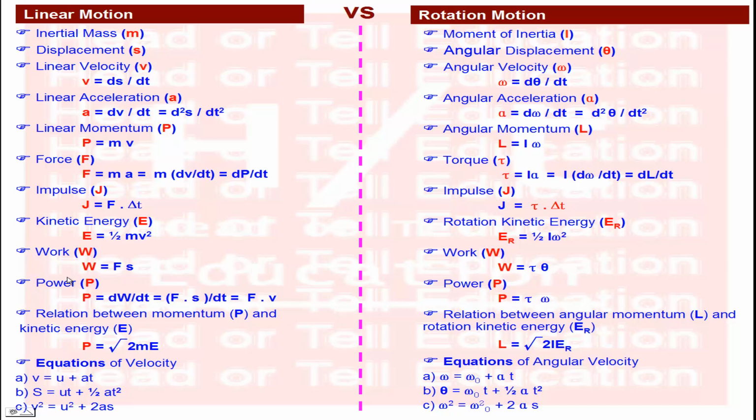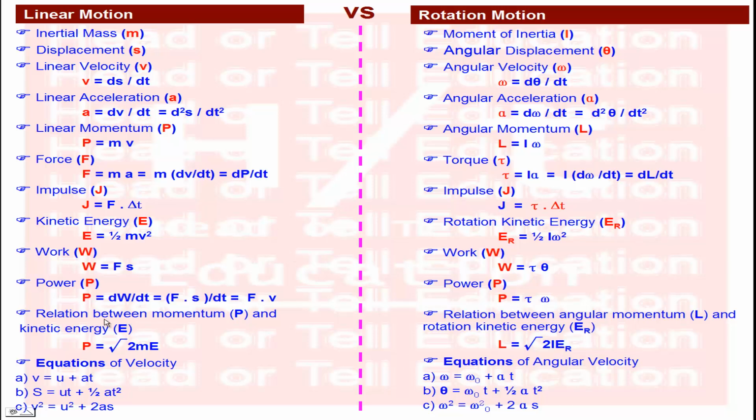The power in linear motion is P equals dW by dt, equals force into s divided by dt, equals F into v. Here power is torque multiplied by omega, the angular velocity. On the linear side, the relation between momentum and kinetic energy is p equals the square root of 2mE. In rotational motion, the relation between angular momentum L and rotational kinetic energy Er is L equals the square root of 2I Er.